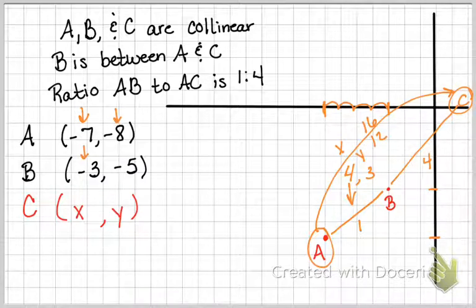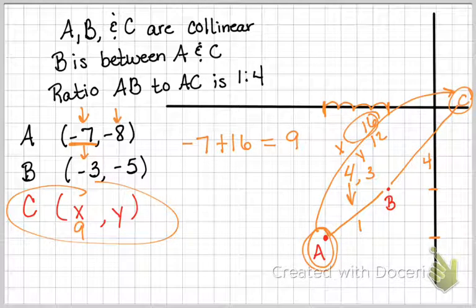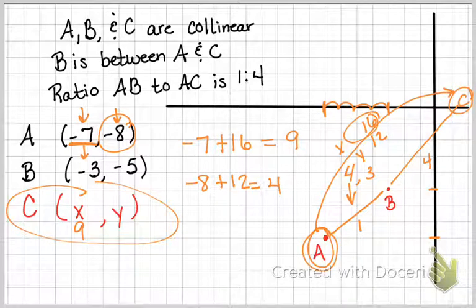So now let's think about how we use that information to get our C. We start with A. A was -7. We're going to add our 16 on our x's. So -7 plus 16 gets us 9. So this x is going to be 9. Then we're going to add our 12 to our y. So -8 plus 12 gets us 4. So our y is 4. So that means our point for C is (9, 4). And you would see that the ratio there is 1 to 4.